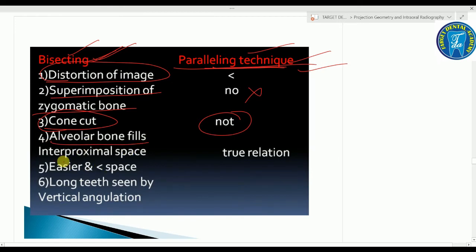The alveolar bone fills the interproximal space. It is seen in the bisecting, and a true relation is seen in the paralleling technique. It is easier and decreases the space in bisecting, and for long teeth it is seen by the vertical angulation in the bisecting technique.